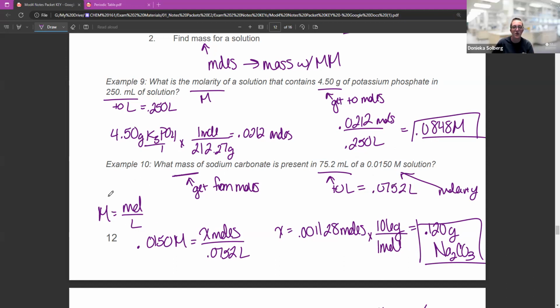So if this is the molarity equation, molarity equals moles over liters. Well, I have molarity, so to plug that in right here, 0.0150 molarity equals, I don't have moles, but I do have liters. So I put in this 0.0752 liters here and solved for moles. So the moles are 0.001128 moles. I want to know the mass, so I just converted that to grams. The molar mass of sodium carbonate, which is Na2CO3, is 106. So I got 0.120 grams of sodium carbonate. Okay, so that one was kind of opposite.